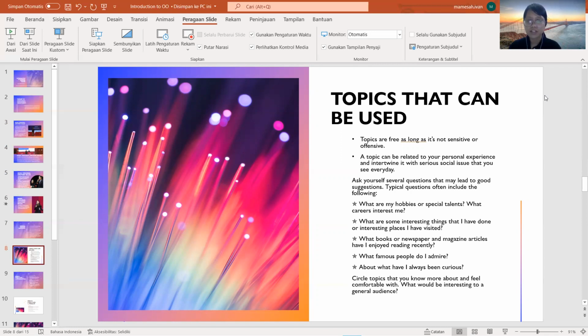And then circle the topics that you know more about and feel comfortable with. So the purpose of those questions is to ask yourself, am I actually capable of talking about this topic? So if you think that you can answer one of the questions better compared to the other, then maybe that one particular question can lead you into a topic that you can talk about in your original oratory speech. And then you can ask yourself again, what would be interesting to a general audience? And that's basically it. That's how you can try to find your own topic.